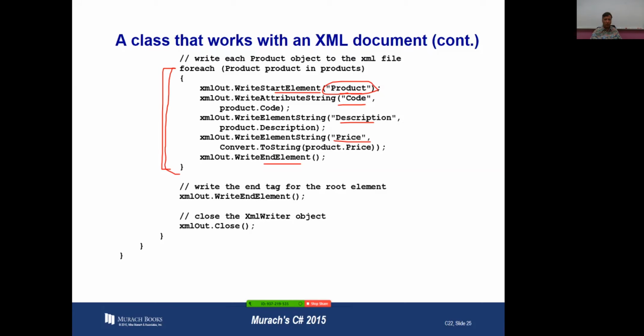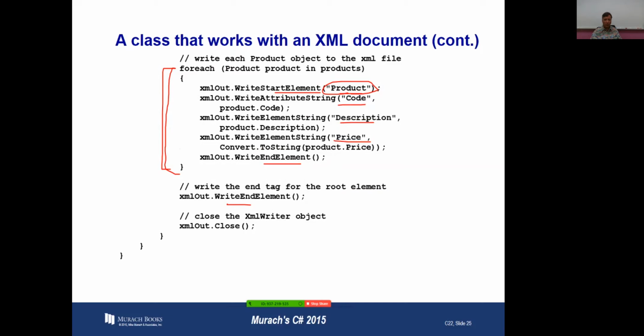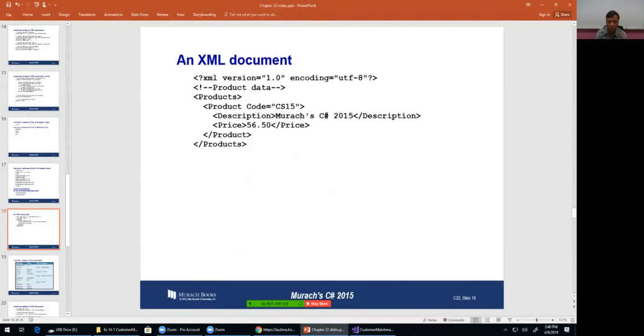And when we're done, we write the end element of this element here. So this is the start of the root element. This is the end. And then we close it out. And I think we're done. So you can see that this is pretty simple, but it's important because you're going to use and see XML a lot.